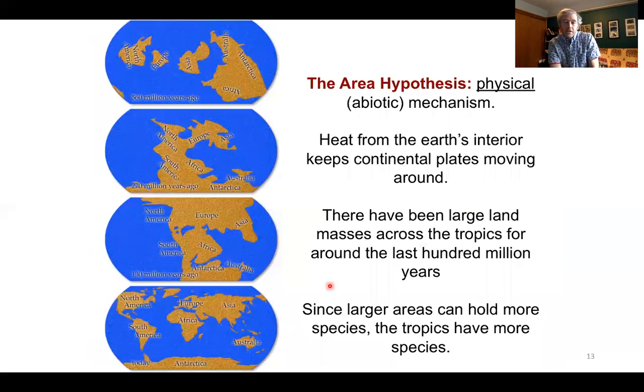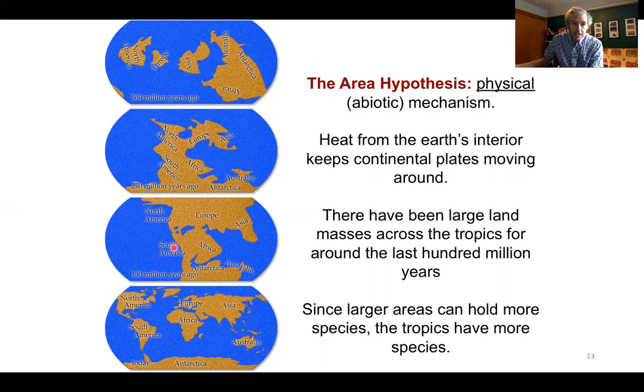Okay. Also, the last one we'll talk about today is the area hypothesis. This is a physical or abiotic mechanism. Heat from the Earth's interior keeps the continental plates on which our land sits moving around. If we look at this series of maps here, this is what the Earth looked like 560 million years ago. This is where the continents were aligned. You can see here's North America, here's Europe, here's Asia, Australia, Antarctica, and Africa were all actually joined together. These continental plates moved so that 270 million years ago, all the land masses on the planet were combined together in one massive landmass called Pangaea.